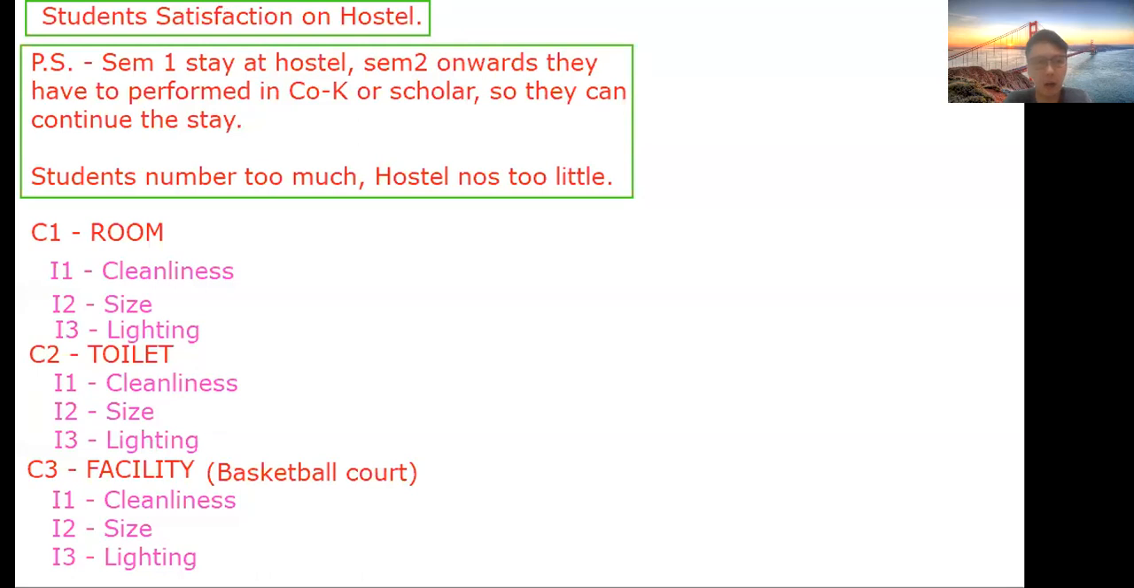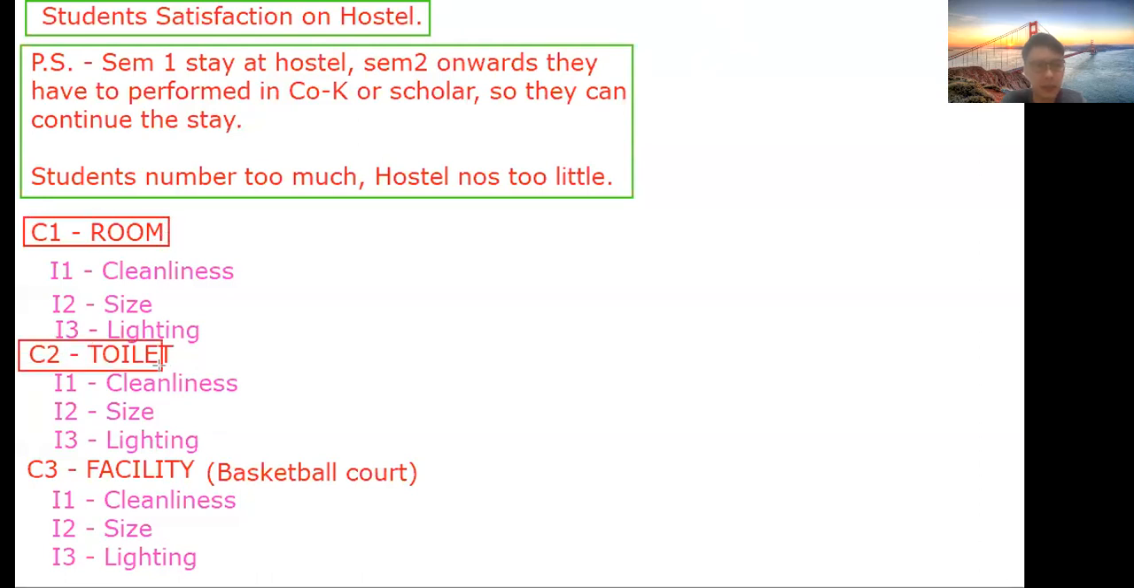Now they are called items. I-T-E-M, items. We got item 1, item 2, item 3. These are all items. Then C1, C2, C3. These are all constructs.